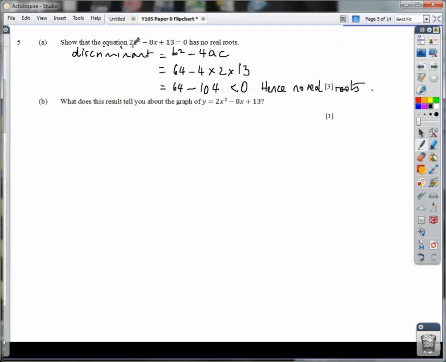And because it's a positive x squared term, you've got a graph like that. Because it doesn't actually cross the x-axis, you've got a situation like this. If this is your x-axis, it doesn't actually touch. So what does this result tell you about the graph? We know that it doesn't cross or touch, or doesn't come in contact, or doesn't cross the x-axis.